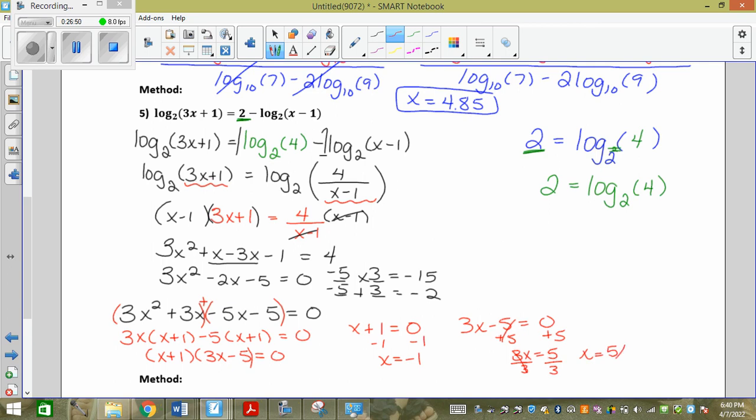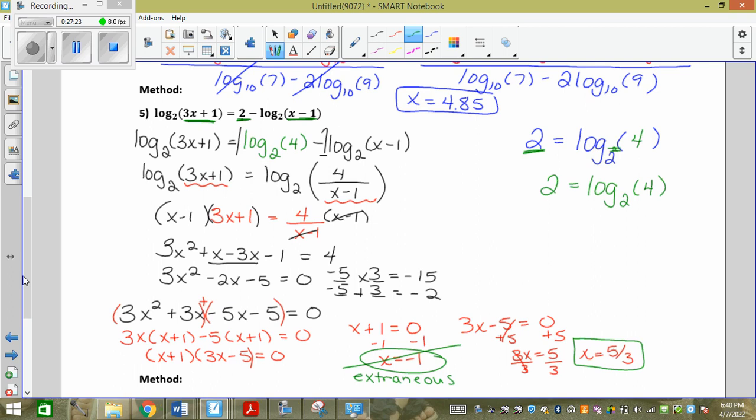And then I have to always check with logs that when I plug it back in, I don't get a negative. So if I take the negative 1 and I plug it into the question, 3 times negative 1 plus 1 is negative 2. Can I have a negative 2 inside? No. So what do I do? I circle it, I put a line through it, and I say extraneous. Remember that? And then I try 5/3. 3 times 5/3 is 5 plus 1, which is 6, so it would be good here. And then if I try 5/3 here, 5/3 minus 1 is also a positive number, so this one works.